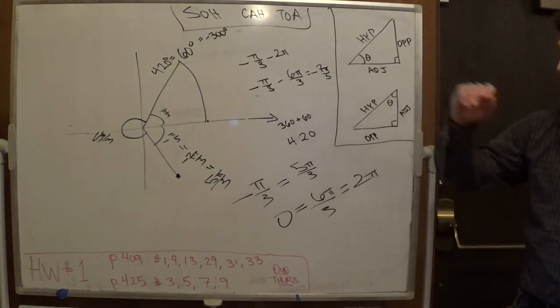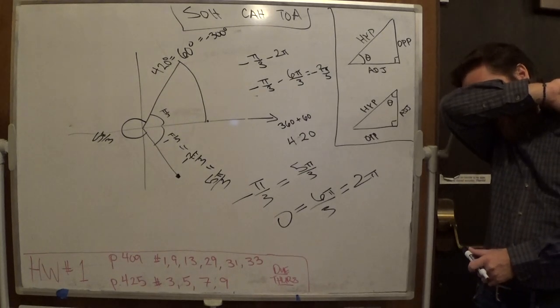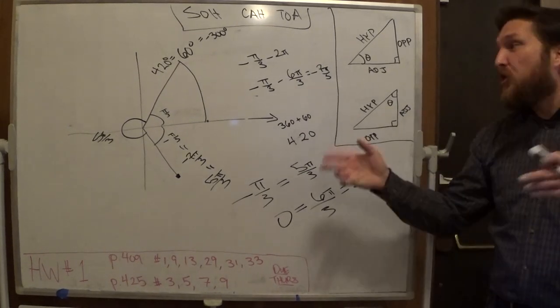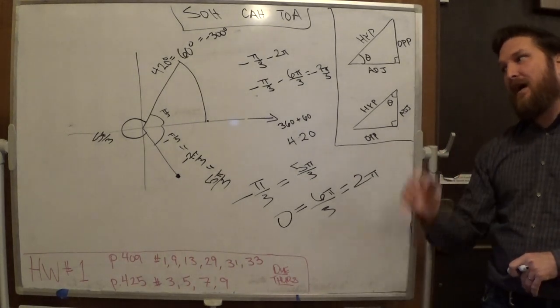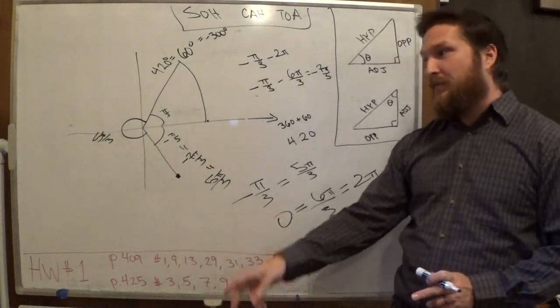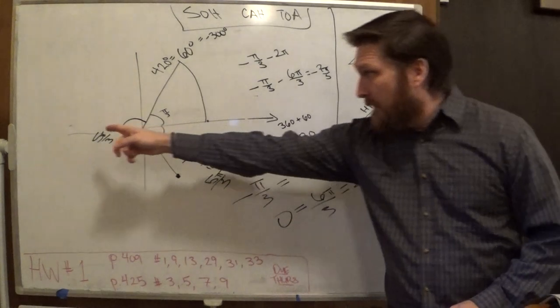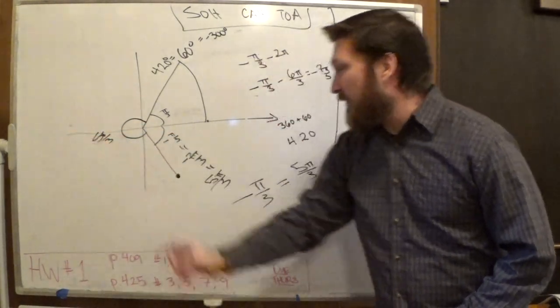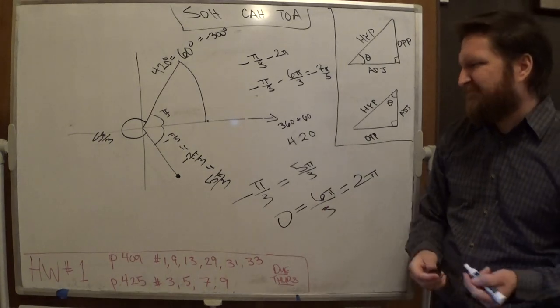The same way that 360 means 0, the same way as 2 pi means 0. 4 pi, 6 pi, 8 pi, 10 pi, they all mean the same thing. Pi is the same thing as 3 pi, 5 pi. No matter how many times you go in either direction, an odd multiple of pi ends up right here. An even multiple of pi ends up right there. Yeah. Cool?